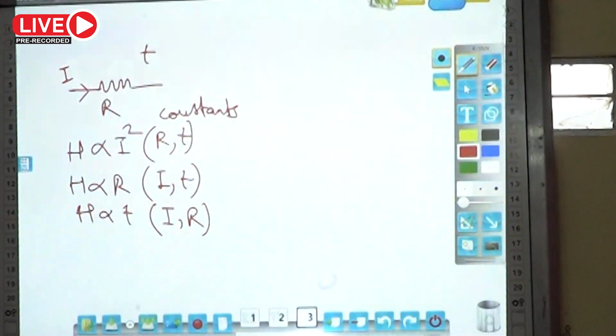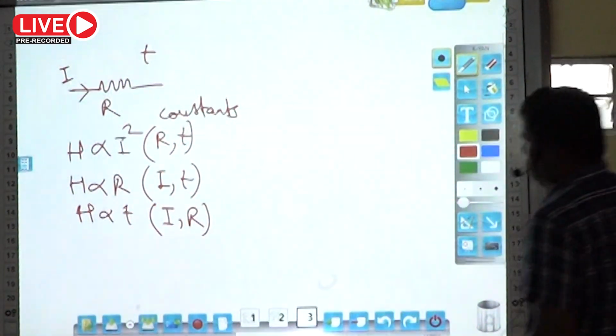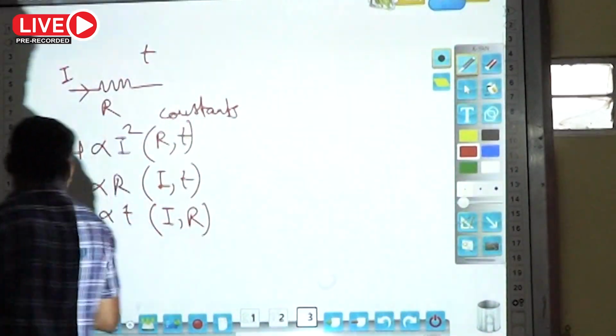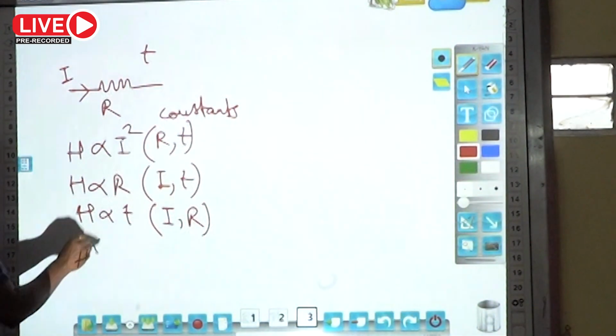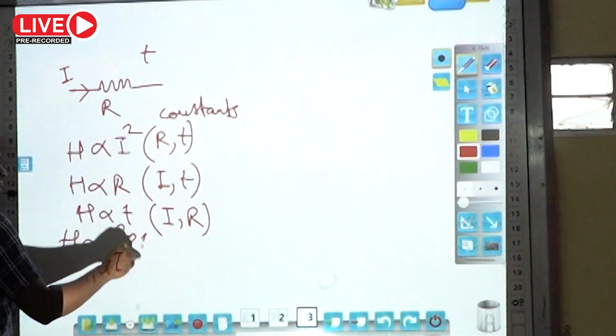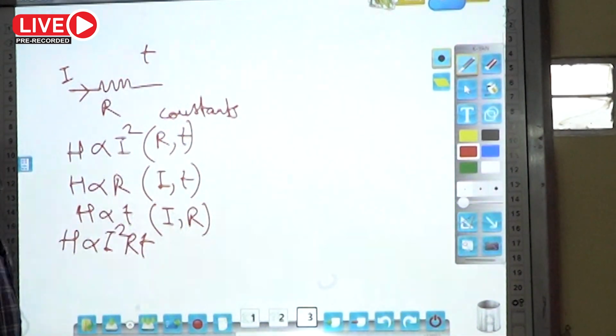Now H proportional to I square, H proportional to R, H proportional to T, provided something are taken constants. Now if I consider all of them together, then I can write H proportional to I square RT, where which one is constant when we write H proportional to I square RT?